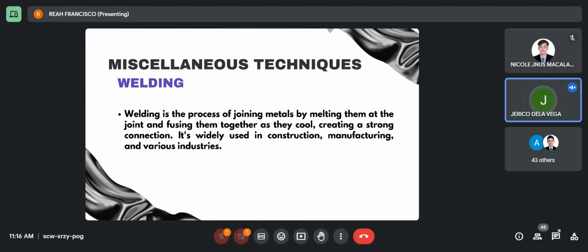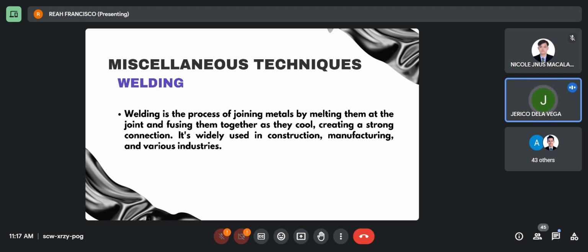So the next one is welding. Welding is the process of joining metals by melting them at the joint and fusing them together as they cool, creating a strong connection. It's widely used in construction, manufacturing, and various industries.